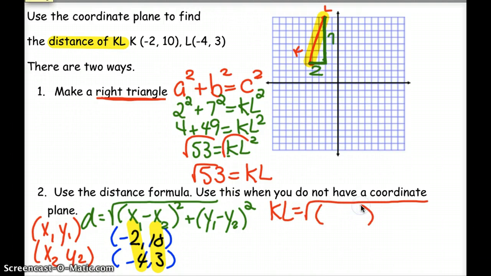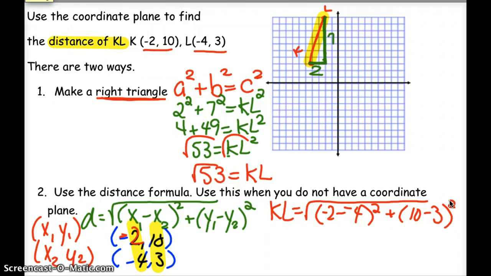I'm going to take my x's and subtract them. So see, I have a -2 minus -4 squared. And so see, if I do it just across like this, sometimes I grab the wrong ones, people. So I do like how I'm stacking them up. And then now I need to do my y's subtracted. So I'm going to go 10 minus 3 squared.